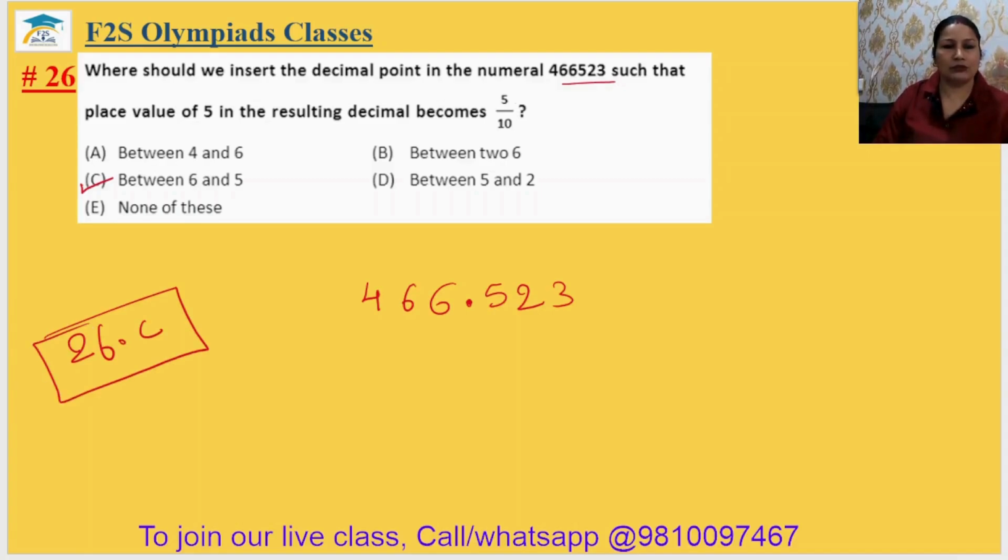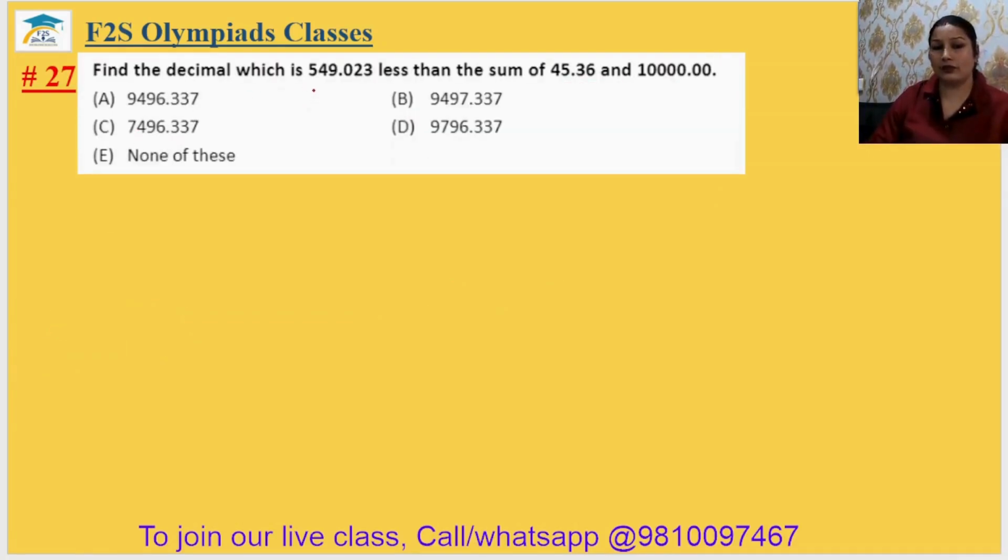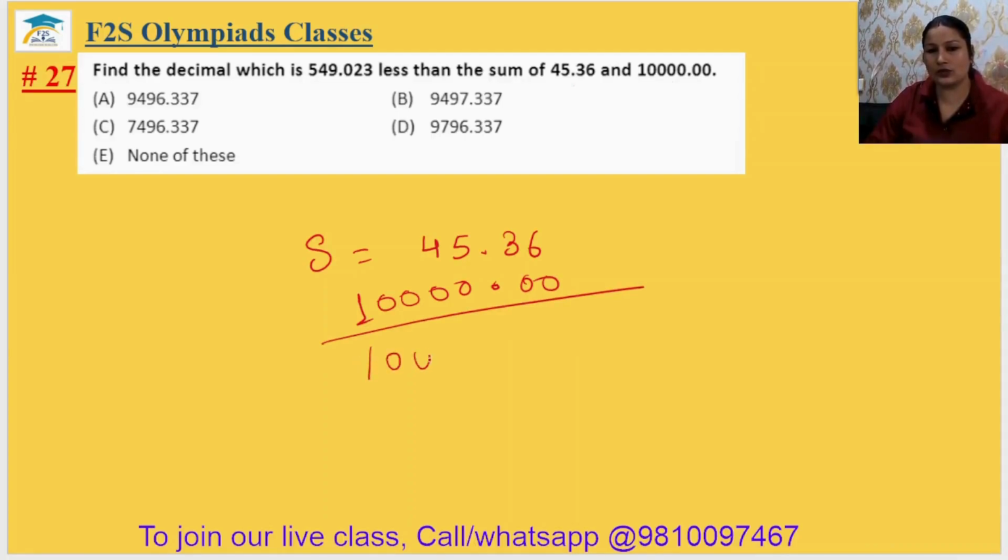Come to question number 27. Find the decimal which is 549.023 less than the sum of this and this. ठीक है, पहले सम फाइंड आउट कर लेते हैं हम. It will be your 45.36 और इधर एंड देन 0, it is okay, and now here it is 10,000. Ones, tens, 100, 1,000, 10,000. It will be your 10045.36.